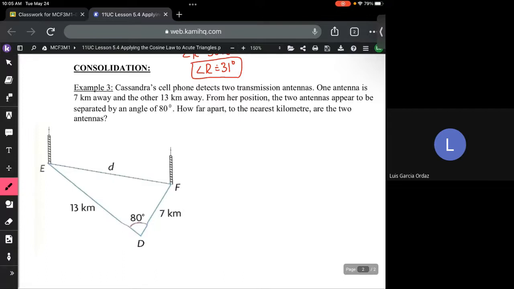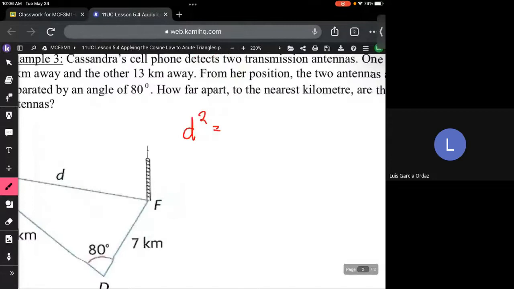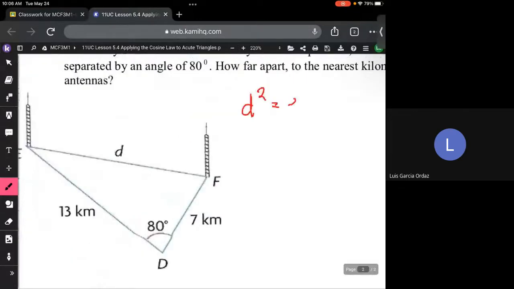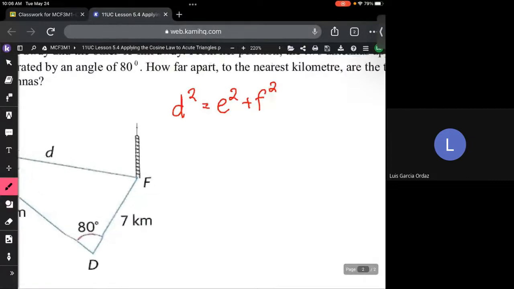We have to find D. So we're finding side D. And how do we find side D? So for side D, we're going to have D squared is equal to, obviously, E squared plus F squared minus 2EF times cos of D.